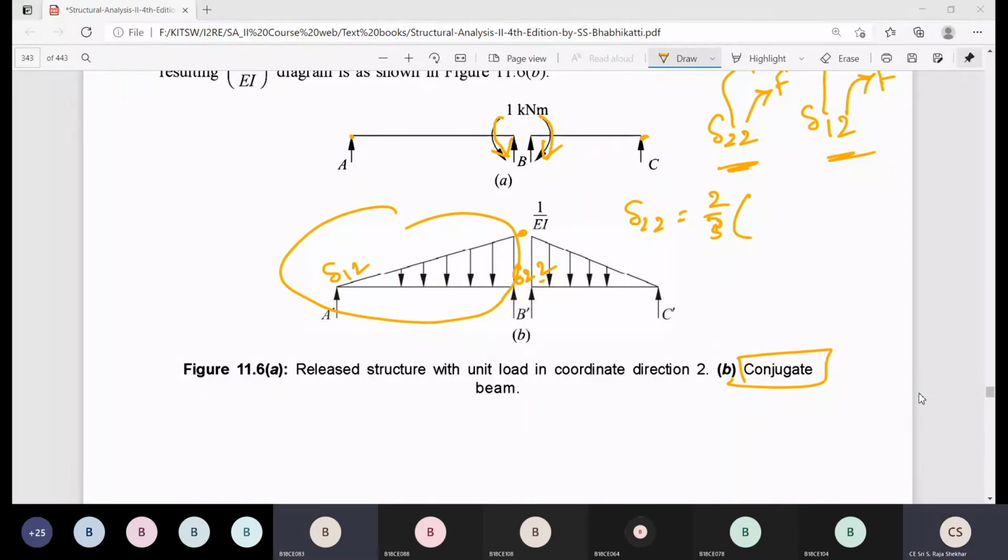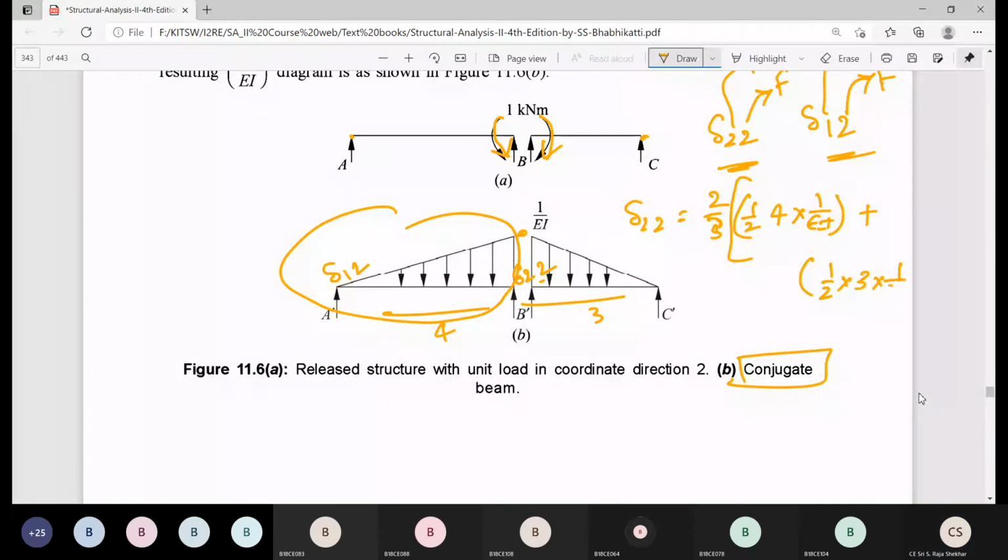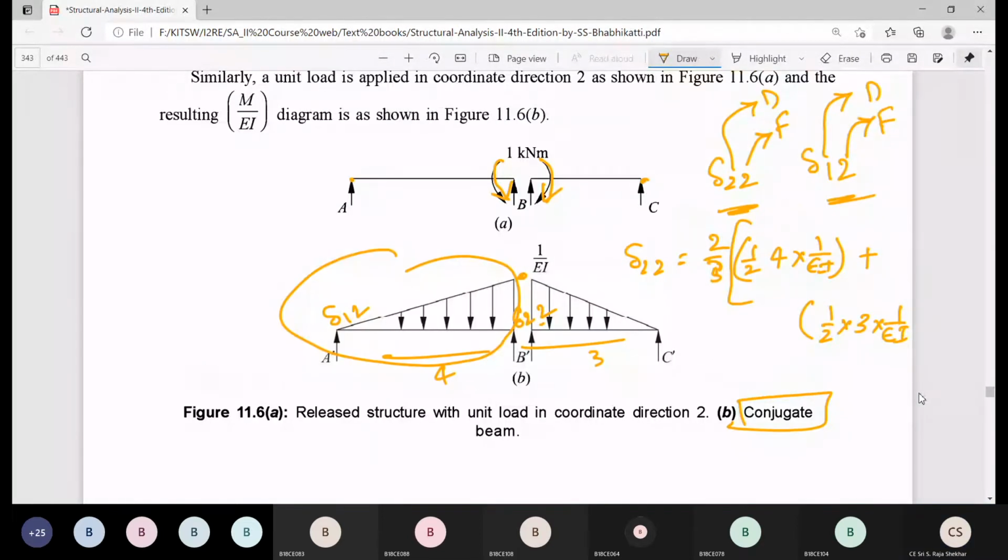So the area of the first triangle is half into base, which is 4 meters, height is 1 by EI, plus the area of the second triangle, that is half into base, which is 3 meters, and height 4 meters, 1 by EI. So just add it. If you simplify this, you are going to get delta 2 2. And delta 1 2 is involved only for the first triangle.